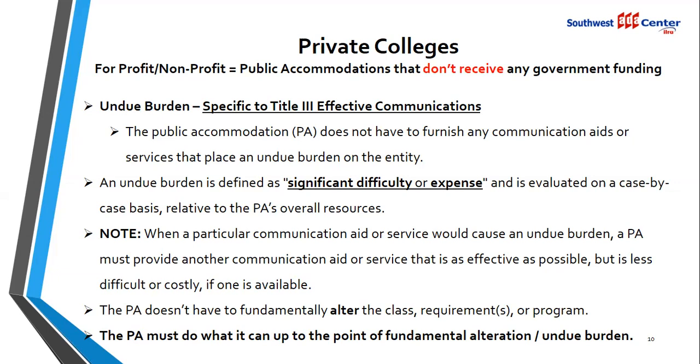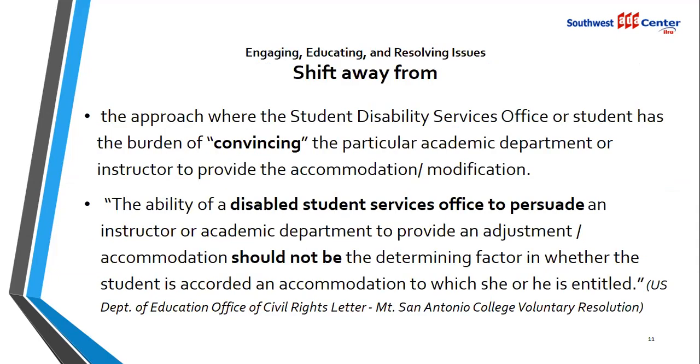The college also, just like Title II public universities, does not have to fundamentally alter the class requirement or program. Again, just like Title II entities, the public accommodation or the private college must do what it can up to the point of fundamental alteration or undue burden. Next. So that's what I'm laying for you here, the groundwork to go into the next section of our training.